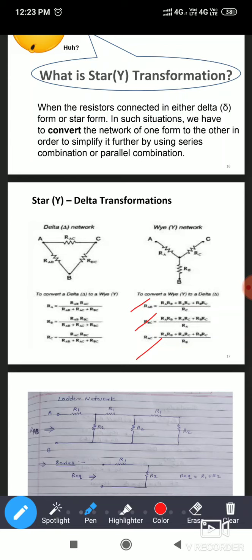So what are the formulas here? RAB is equal to the sum of products. Sum of products means RA into RB plus RB into RC plus RC into RA, divided by RC. Next, RBC is equal to the same numerator divided by RA. And RAC is equal to the same numerator divided by RB. So these are the three formulas. For star to delta, we can use these formulas, and previously we discussed how to convert delta into star.